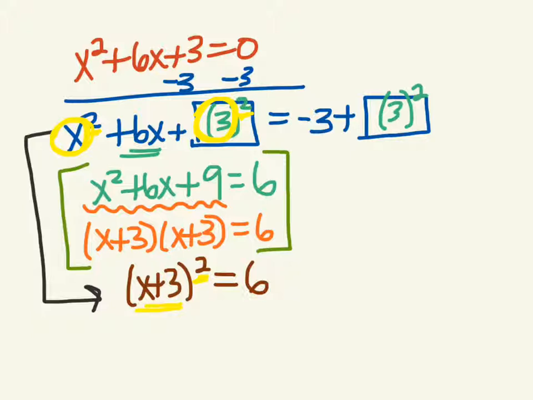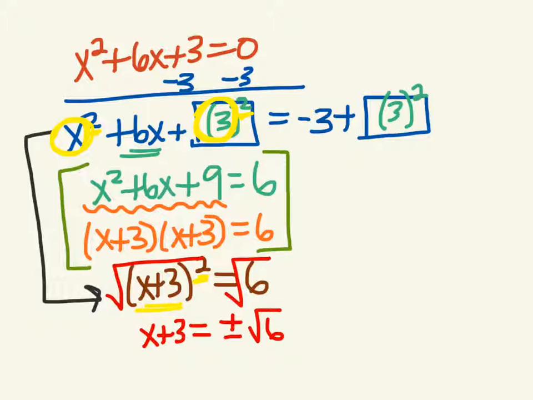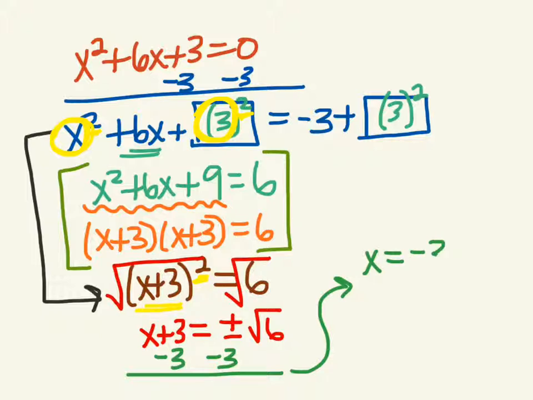Alright, last step, we're going to square root both sides, and we end up with x plus 3 on the left, and on the right we have plus or minus the square root of 6. And last but not least, we need to take that 3 and move it over. So our final answer for this is x is equal to negative 3 plus or minus the square root of 6.